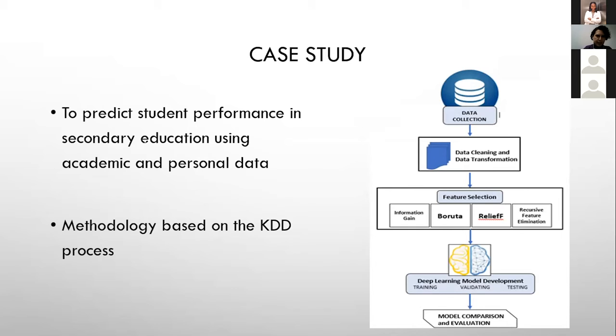As I said, the case study is to predict student performance in secondary education using academic and personal data, based on this KDD process. So basically, we collect data, we do some cleaning and transformation, and we choose the feature selection. The idea is to minimize the number of features that we have in the data.